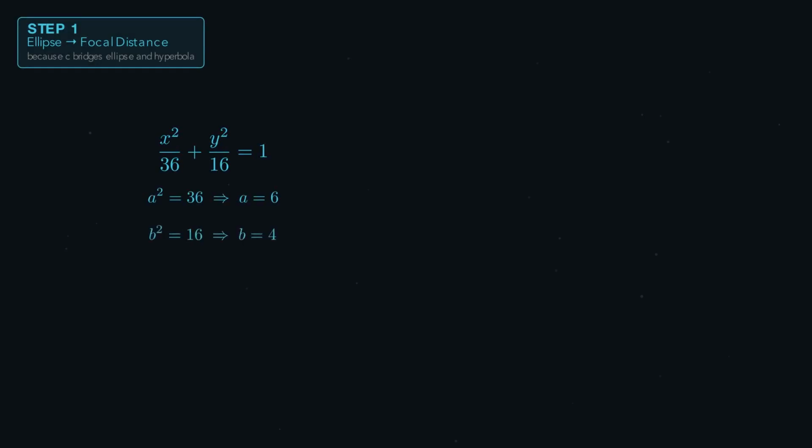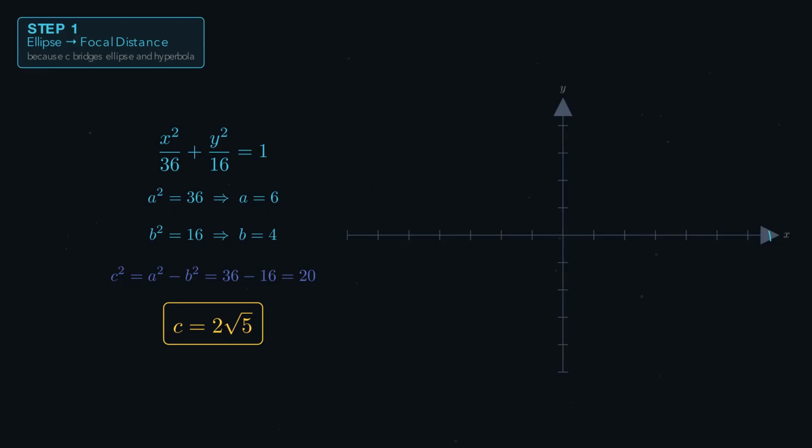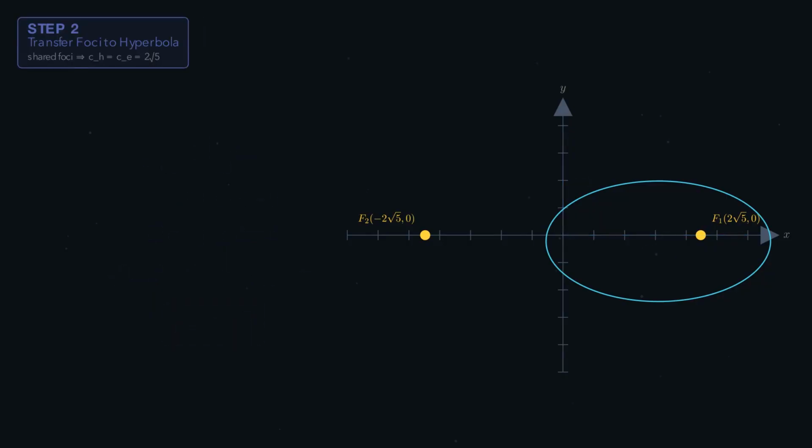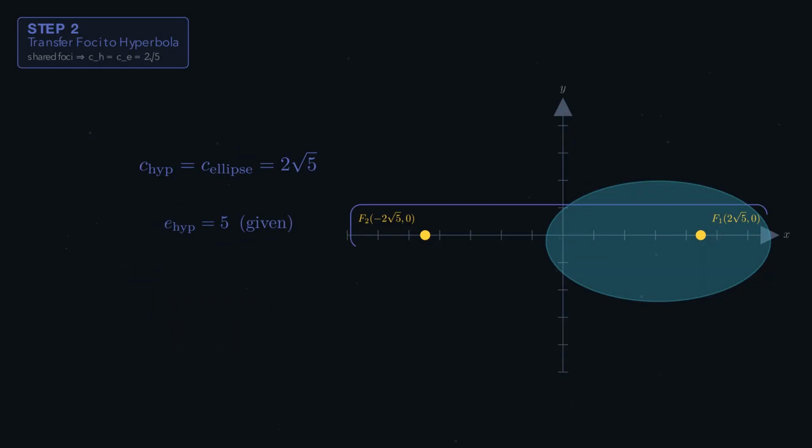The ellipse is x squared over 36 plus y squared over 16 equals 1. Here, a squared is 36 and b squared is 16. Since a is greater than b, the foci lie on the x-axis. The focal distance formula gives c squared equals 36 minus 16, which is 20. So c equals 2 times the square root of 5.